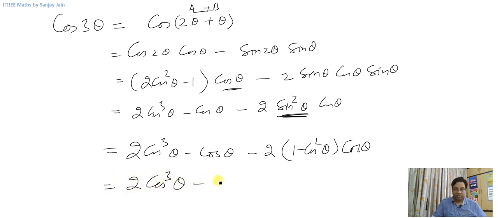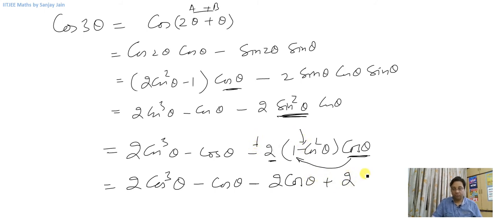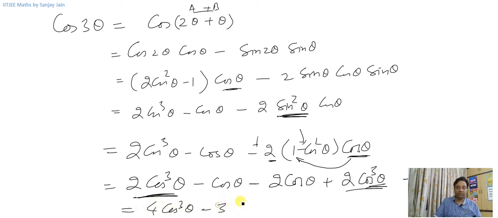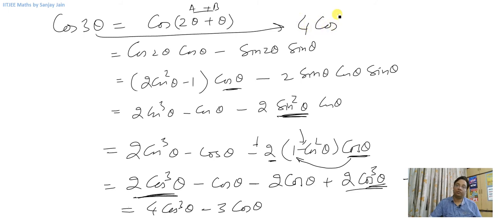And in the next step, let me write it: 2 cos cubed theta minus cos theta. Then this cos theta when multiplied with 1 will give me cos theta, and when multiplied with 2 this will be minus 2 cos theta, and this minus and this minus will become plus. So plus 2 cos cubed theta. Now if you see, the sum of these is 4 cos cubed theta, and then there is minus 3 cos theta. So cos 3 theta is 4 cos cubed theta minus 3 cos theta.